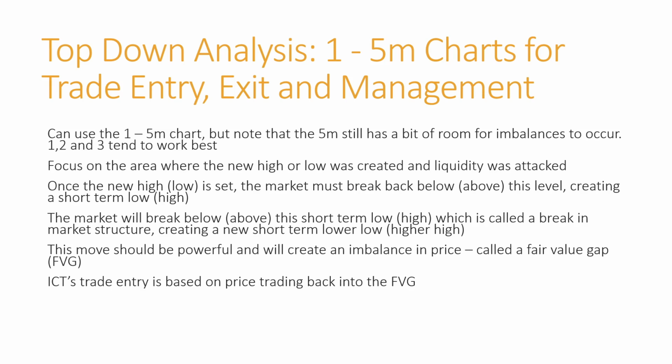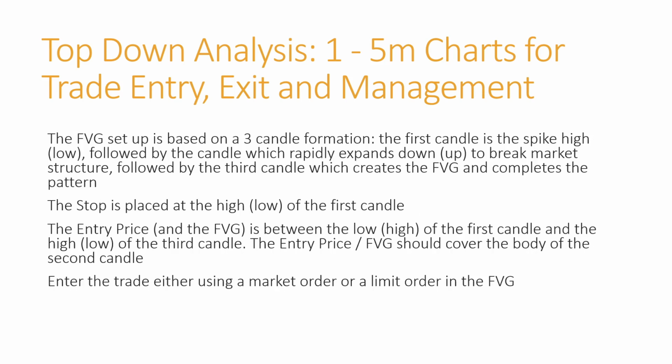So this particular move should be powerful, and this is what creates the imbalance in price, and this is our fair value gap. So ICT's trade entry is based on price trading back into the fair value gap before that move lower in this example. So this imbalance in the market has to be filled at least partially before the market can continue on in the direction that we're hoping for. So the fair value gap is a setup which is based on a 3-candle formation. The first candle is the spike high or spike low, followed by a candle which rapidly expands down or up to break market structure, followed by the third candle which creates the fair value gap and completes this whole pattern.